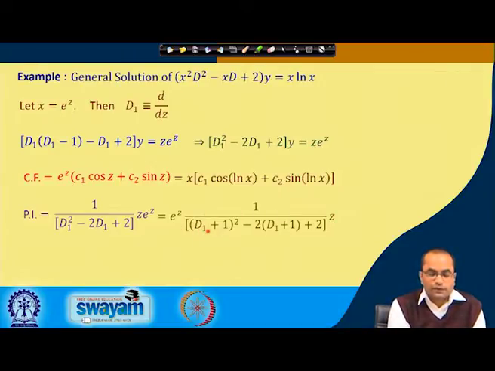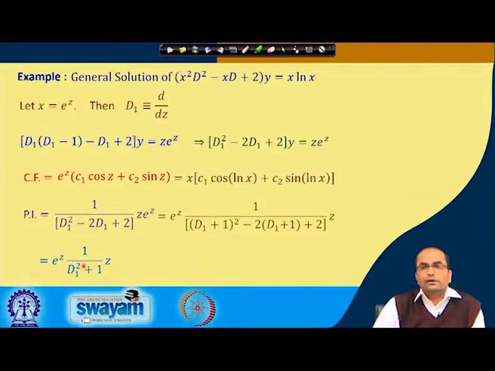So, D1 squared, and then we will get here 2D1, here also we have minus 2D1, that will be cancelled out. Here we have 1 and 2 here. So, 3 and minus 2. So, there will be plus 1 there. So, D1 squared plus 1 operated on this z there.